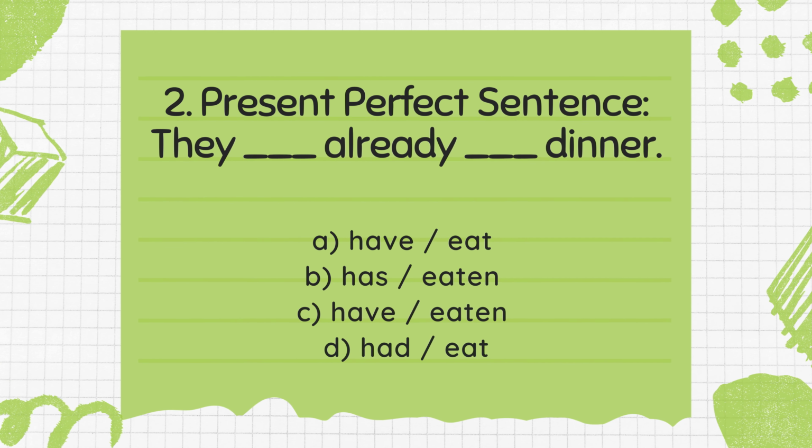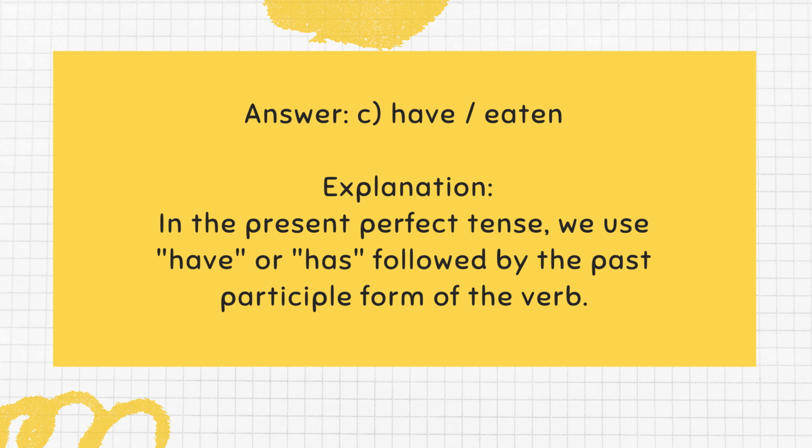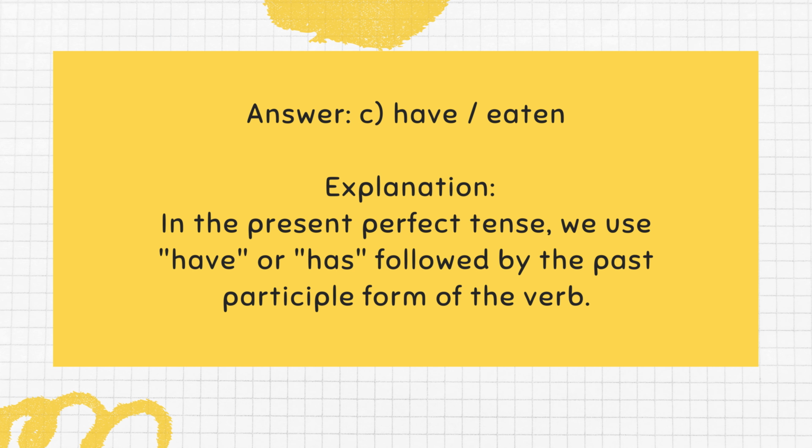2. Present perfect sentence. They, already, dinner. A, have, eat. B, has, eaten. C, have, eaten. D, had, eat. The answer is C, have, eaten.